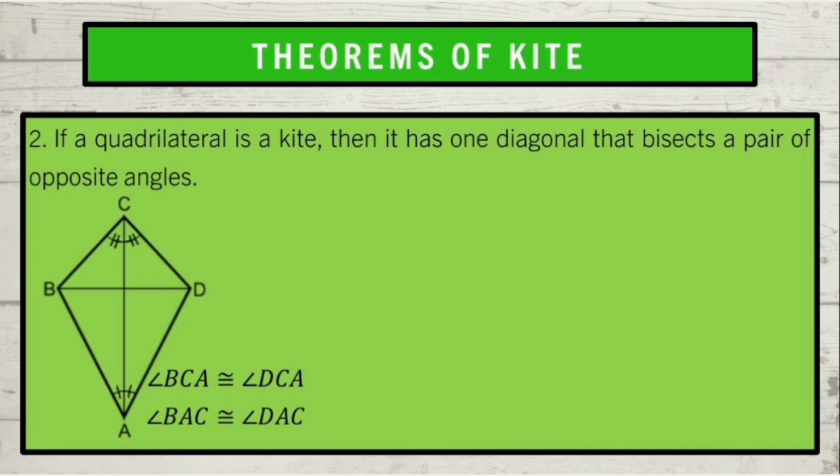Let us have an illustrative example of the theorem. In kite EFGH, segment FH bisects angle F and angle H. Angle H measures 44 degrees. We are asked to look for the measure of angle EHF and angle GHF. Since segment FH bisects angle H, the measure of the two angles formed are congruent. Therefore, angle EHF and angle GHF are congruent.